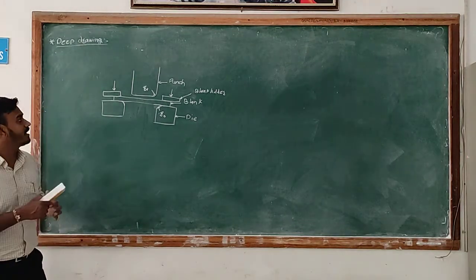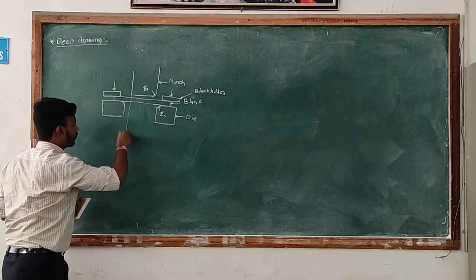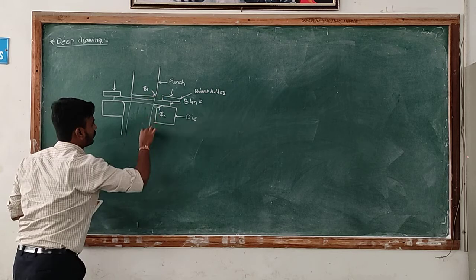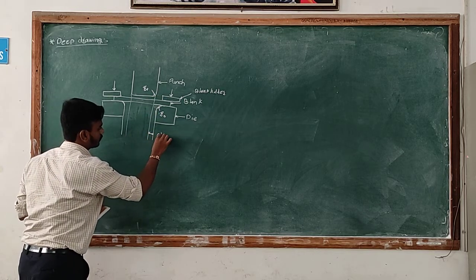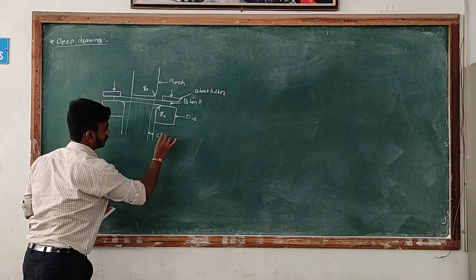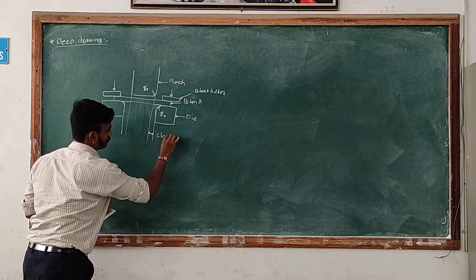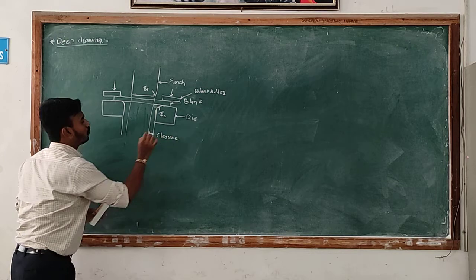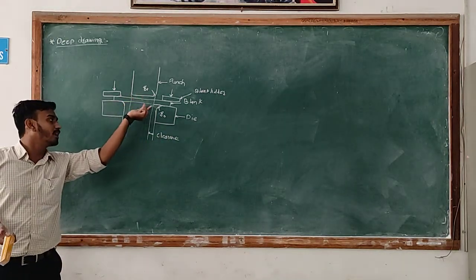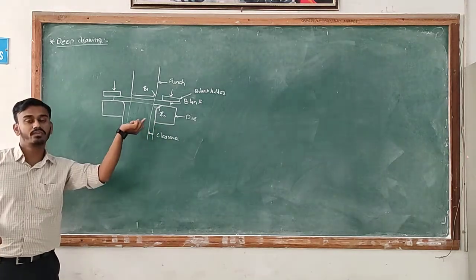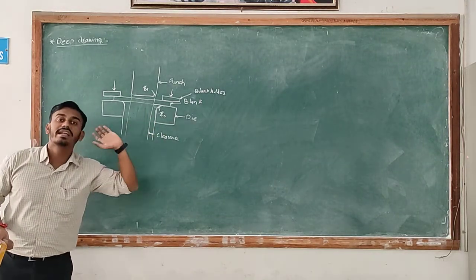And here is also some clearance. If you see, this is the outer edge of the die and this is the punch, and the gap between them is called the clearance. What is the purpose of this clearance? It allows the material to flow freely into this gap.